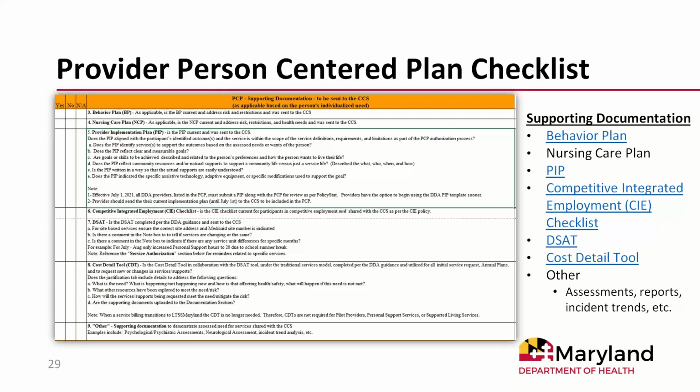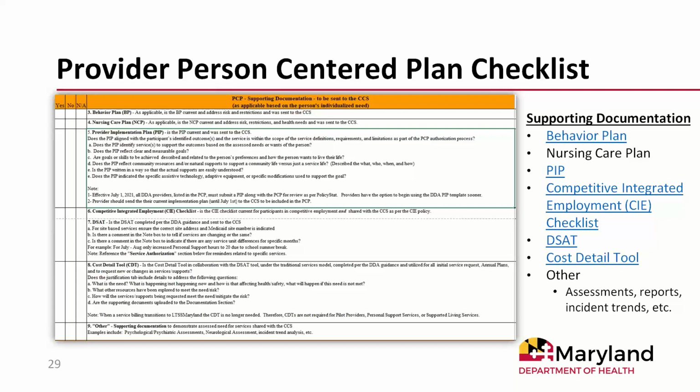It includes some additional questions related to it, such as for site-based services to ensure that the correct site address and Medicaid site address number is indicated on the DSAT so that the CCS can appropriately select and have that service referral go directly to you. It'll ask if there's a comment in the note box to tell if services are changing or the same. Is there a comment in the note box to indicate if there are any service unit differences for specific months?